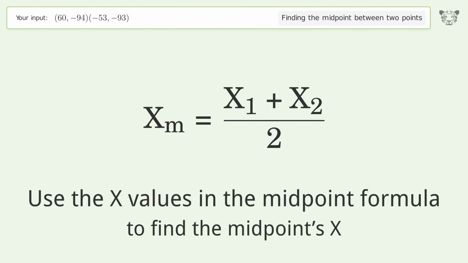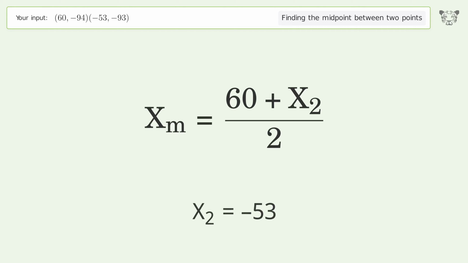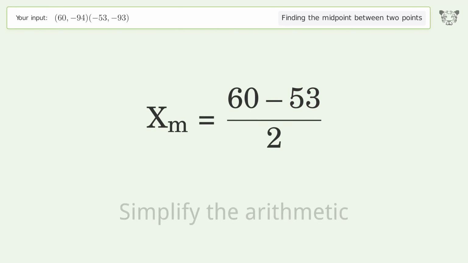Use the x values in the midpoint formula to find the midpoint's x. x1 equals 60. x2 equals negative 53. Simplify the arithmetic.